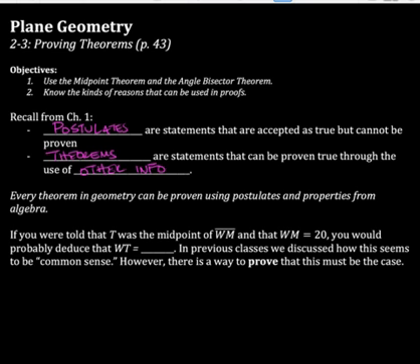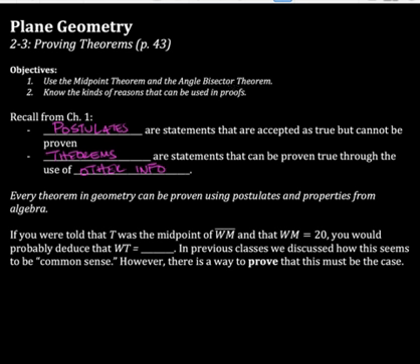In this video we're going to be taking a look at a couple more proofs. We did a few proofs in the last video. Now we're going to do a few more. Specifically, we're going to be proving a couple theorems, the midpoint theorem and the angle bisector theorem.